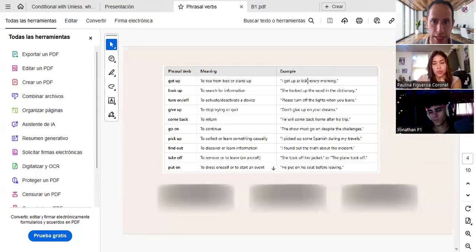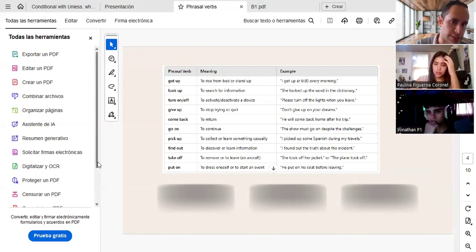Let me check this. Okay, let's check quickly these other phrasal verbs, and then we can start with the new topic for today. So we have get up, as you know, is levantarse. Thank you so much. Look up, look for information, search for information. Turn on and turn off, easy, encender o apagar. Give up, come back. That's the easiest one, right? To return to a place.